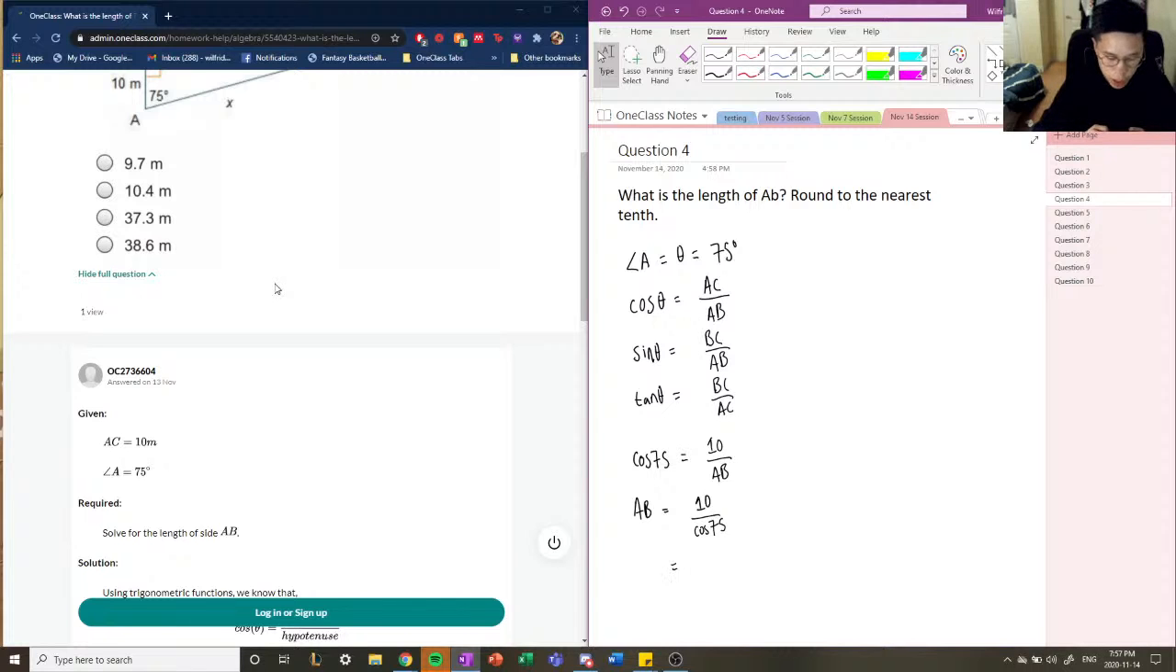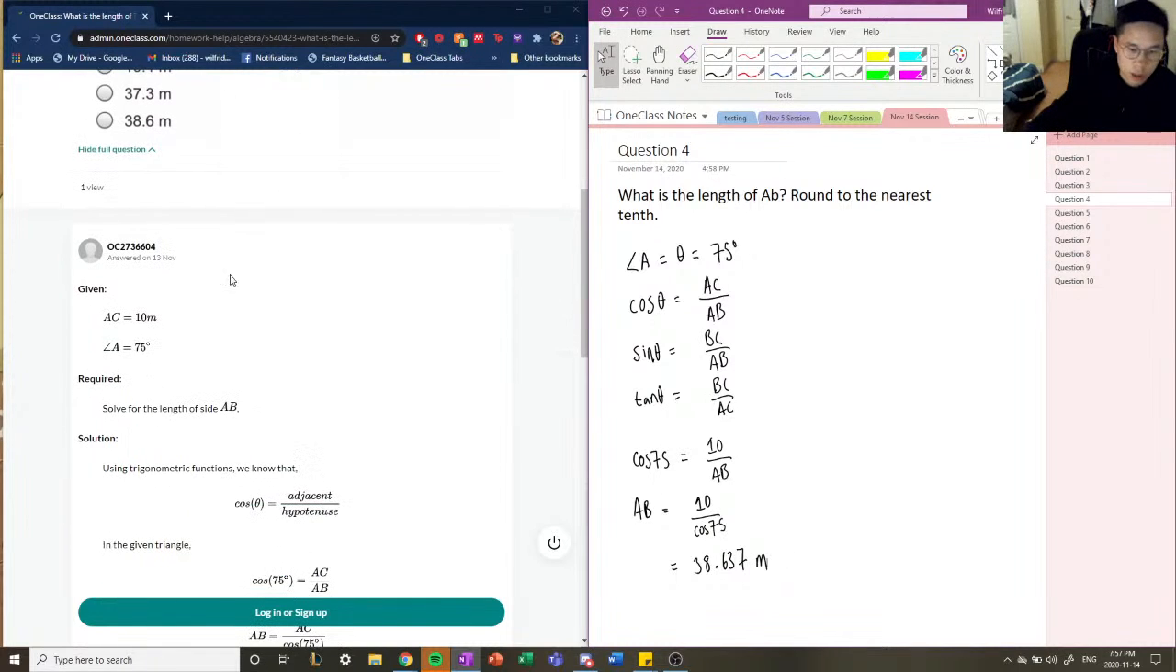Okay, so 10 divided by cosine of 75 is going to be 38.637 meters. Remember that the side AC is in meters, so we're going to use their units, meters. They also ask us to round to the nearest tenth, so we have a tenth, a hundredth, a thousandth. So we're going to round to the first decimal point. Since the hundredth digit is not 5 or greater, we're not going to round up. So all we have is 38.6 meters.